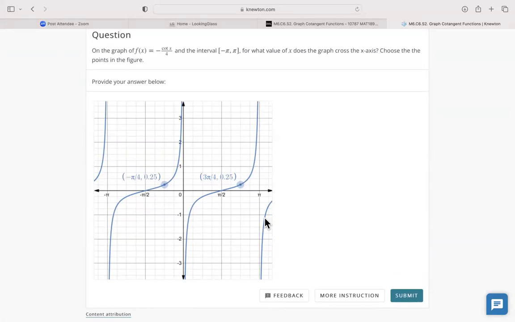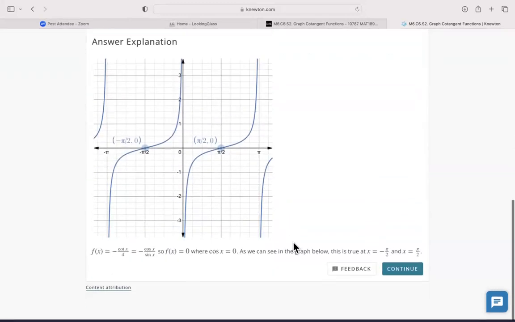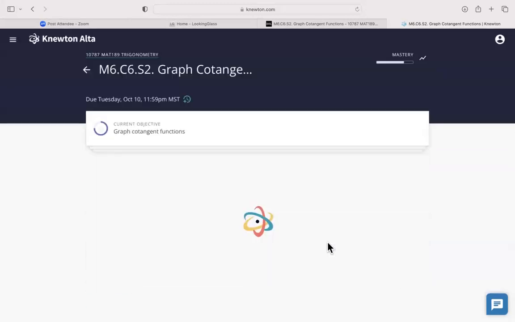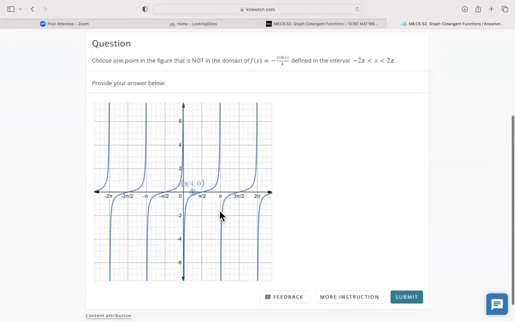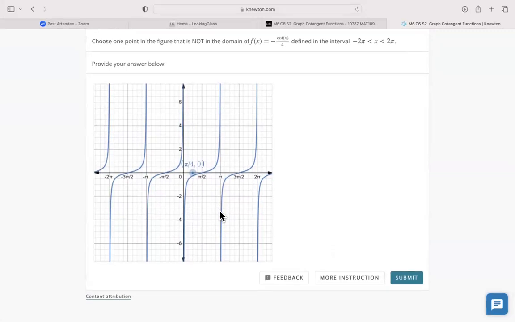Okay, so for 5x, does the graph cross the x-axis? So that's at minus pi over 2 and pi over 2. Not in the domain. 0 is not in the domain.